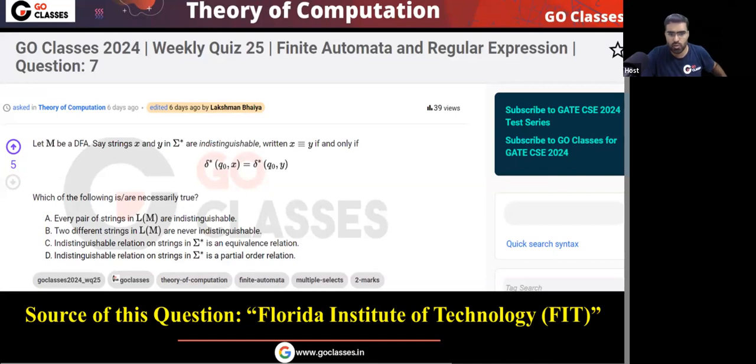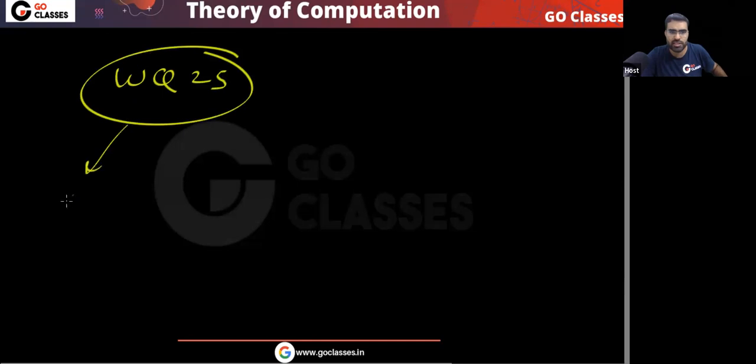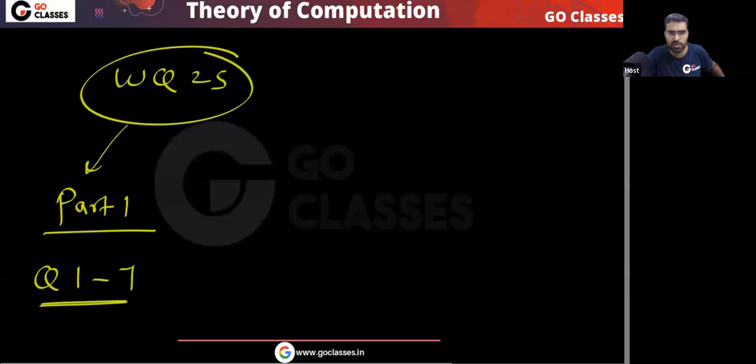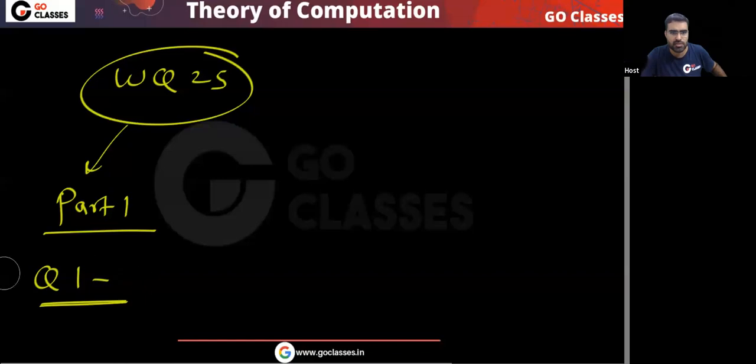This is part 2 of weekly quiz 25 discussion. We have already seen part 1. In part 1, we discussed questions 1 to 7. Now this is our question number 7. So questions 1 to 6 we have discussed in part 1.